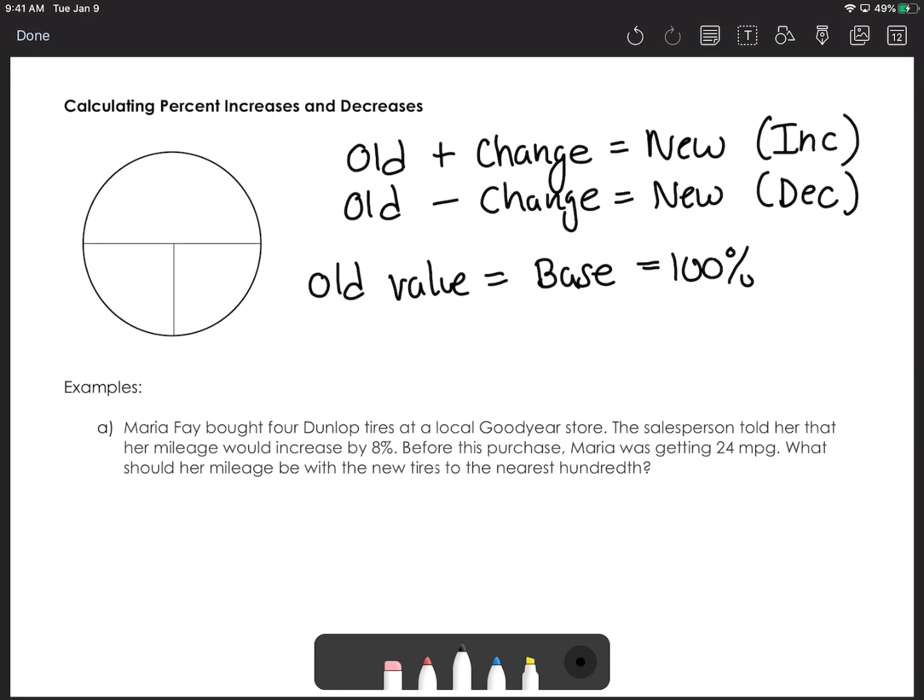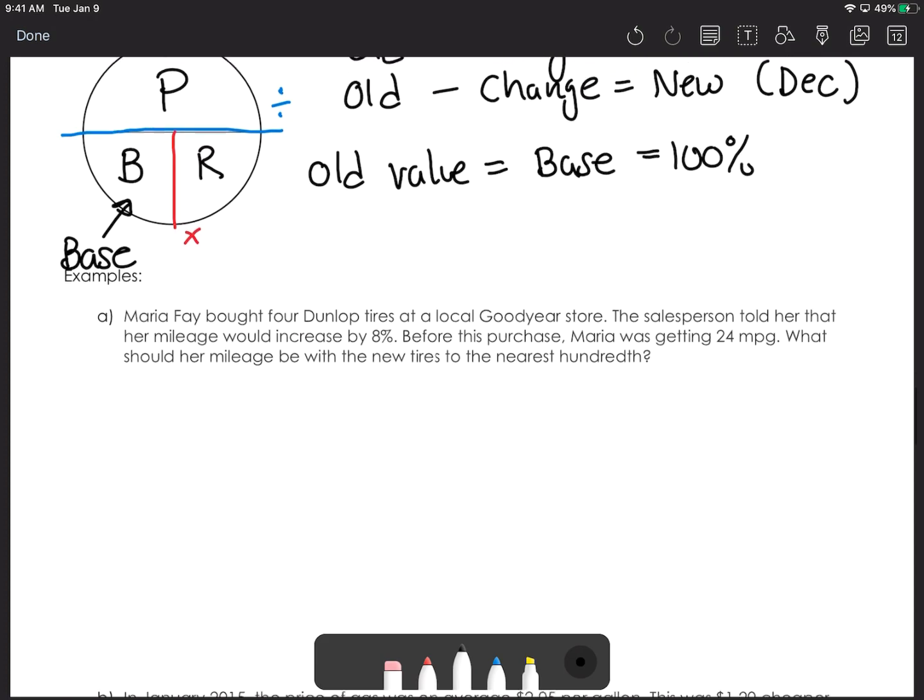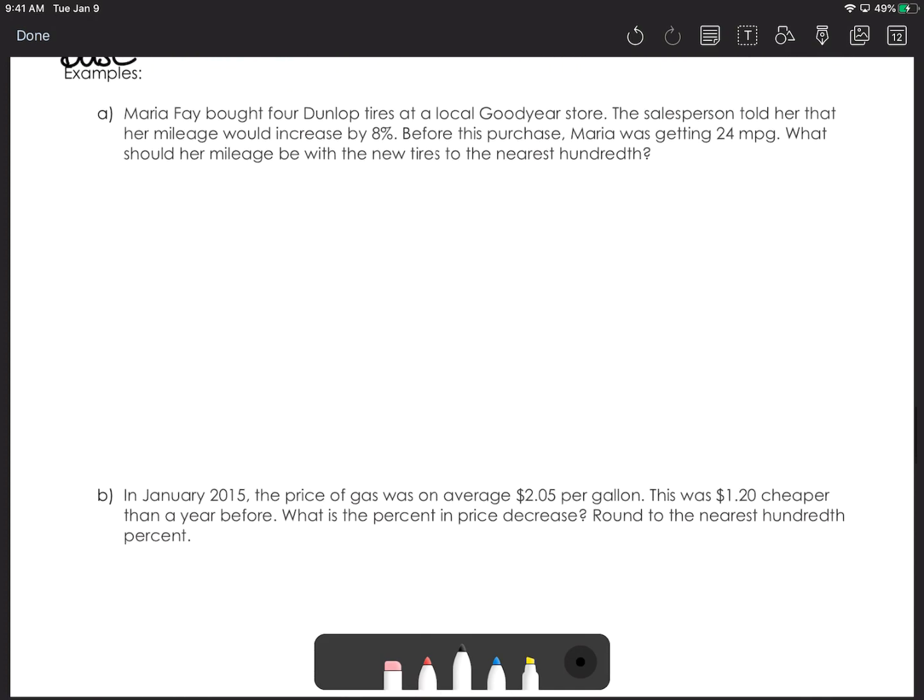Okay, so we're going to be using our circle again, P, B, and R. So our base, or our old value, is always going to go in this bottom left corner. Just a quick refresher, this line here represents division, and this line here represents multiplication. So let's go on to our first example.